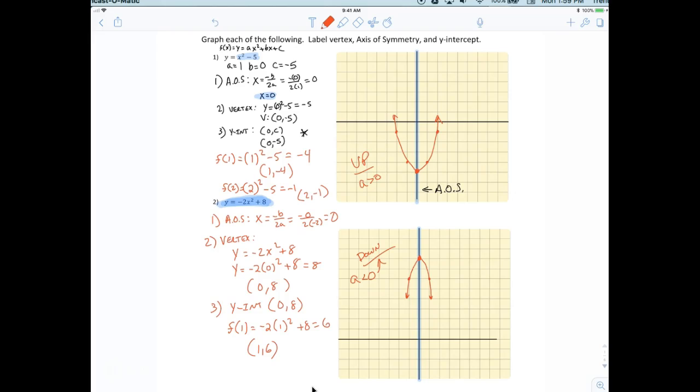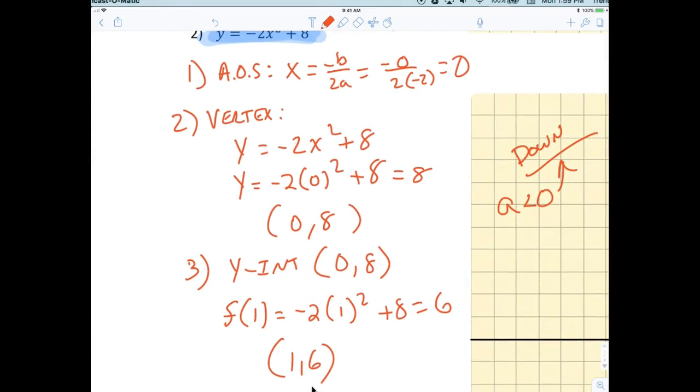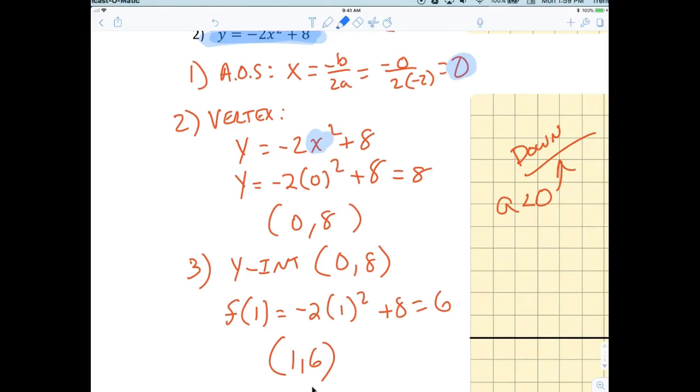Could you explain how to get the vertex? I'm confused. I plug the x value into the equation. Oh. The axis of symmetry. Come on, Walker. This point right here was x equals 0. I plug that into this point right there.